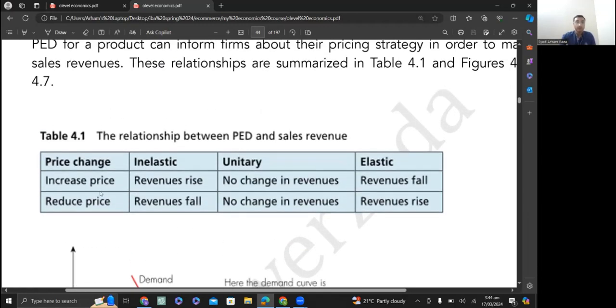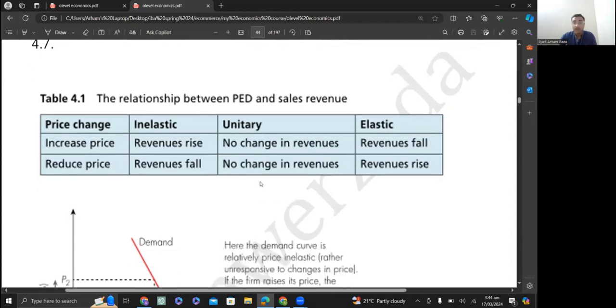Okay, if you reduce the price for an inelastic good, it is very self-explanatory why the revenue will fall. It is because customers are still with you and they are not going towards the competitor, but you reduce your price, so your revenue will fall. Now, in the case of elasticity, if you reduce the price, customers will shift from substitutes towards your product, which will increase your revenue. And again, for unitary, there will be no change in revenue.